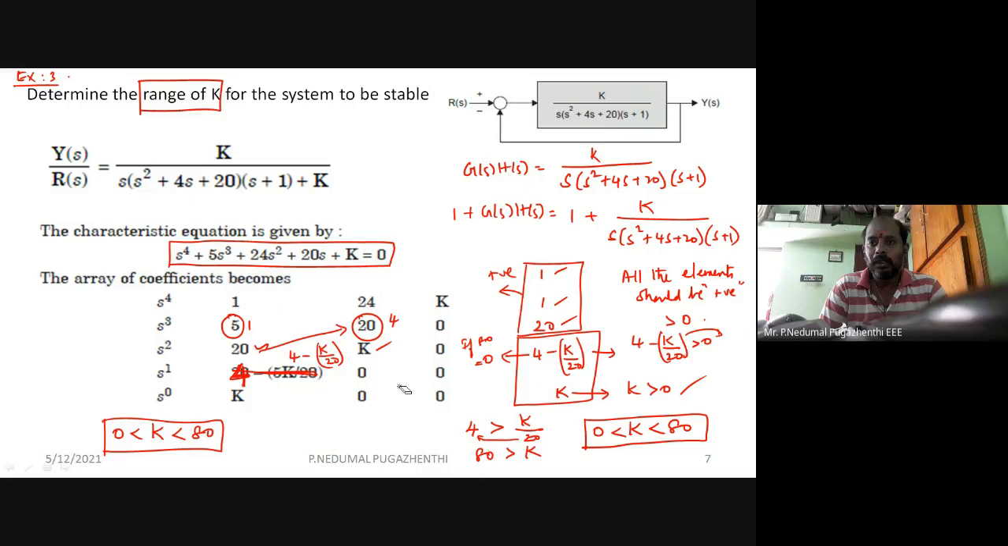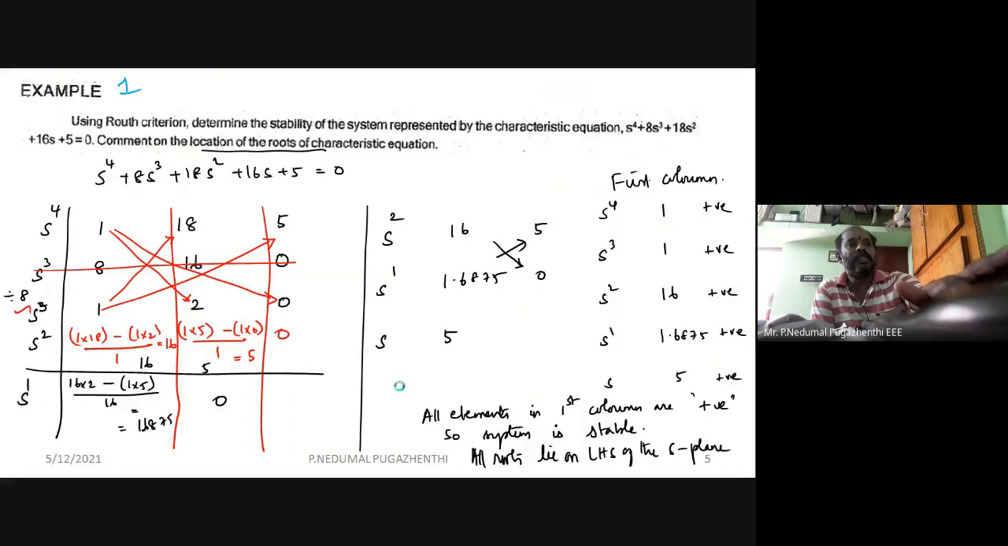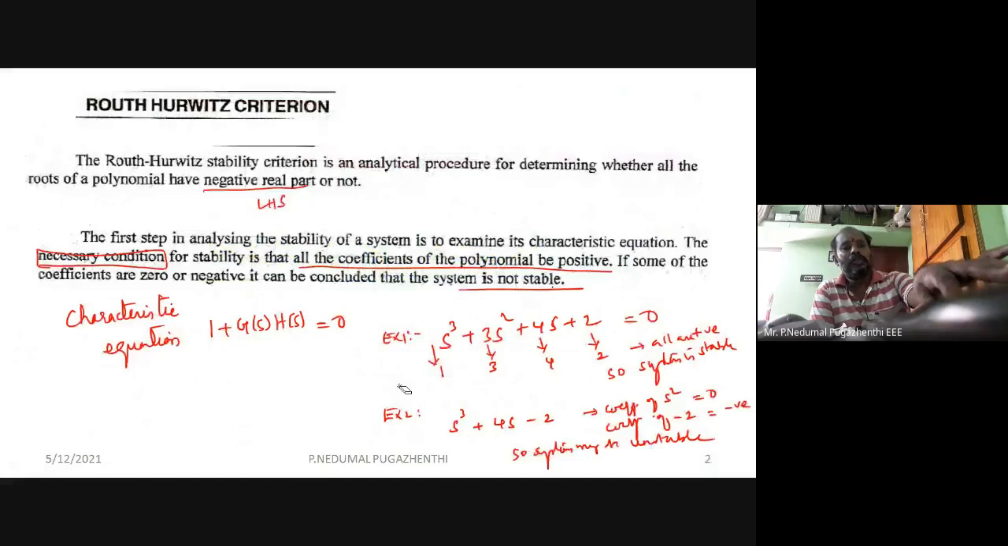So, let us summarize whatever we have discussed today. We have seen three example problems and one particular case. This Routh-Hurwitz criteria is an analytical method. Based on the characteristic equation, you can comment about the stability. You have two steps involved. One is finding out the necessary condition, and the second step is checking for the sufficient condition.